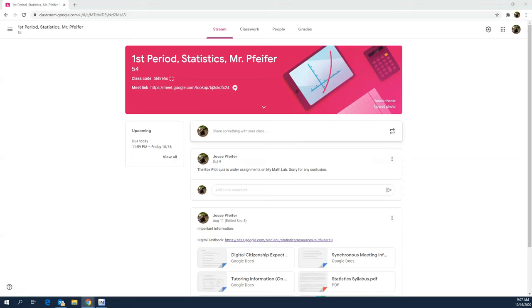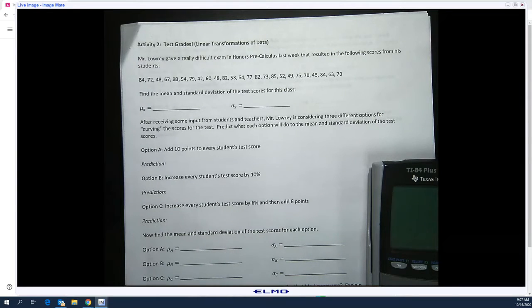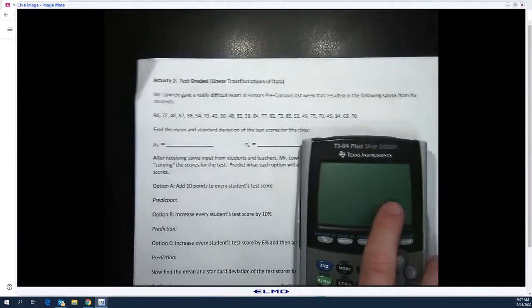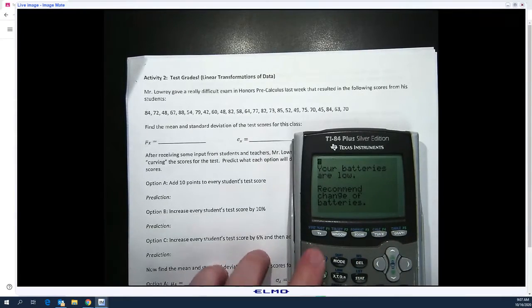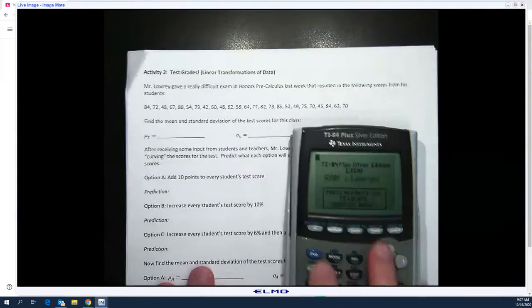Let's move on to this thing. You're going to need a calculator again today. It's going to be going over the same stuff as yesterday, except there are maybe slightly different questions to consider. Oh, batteries are low.